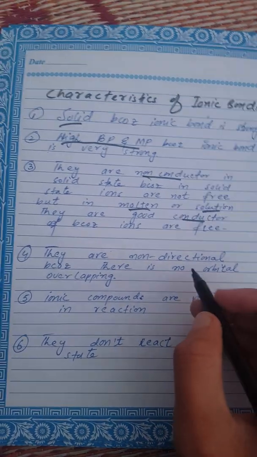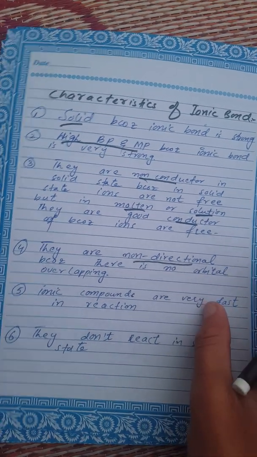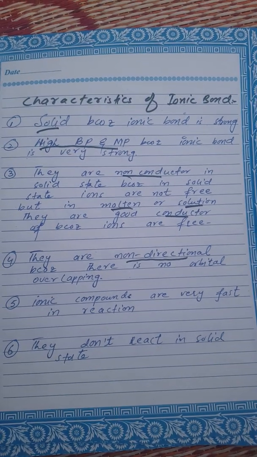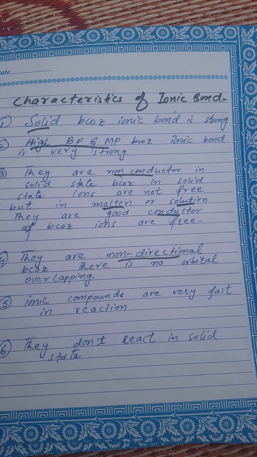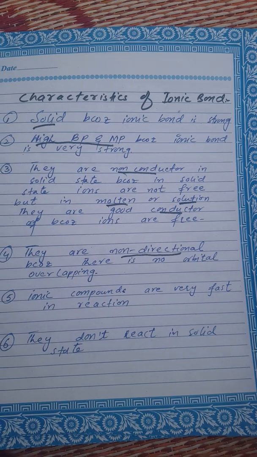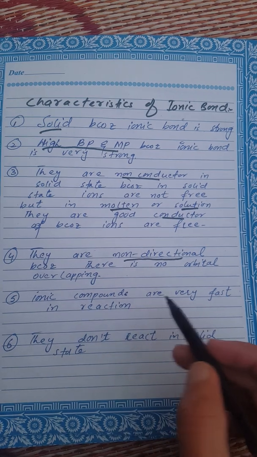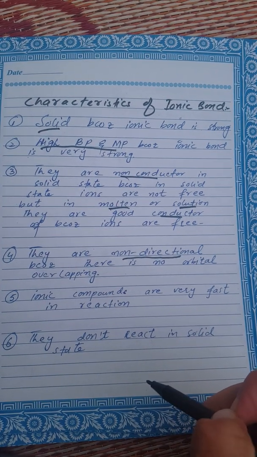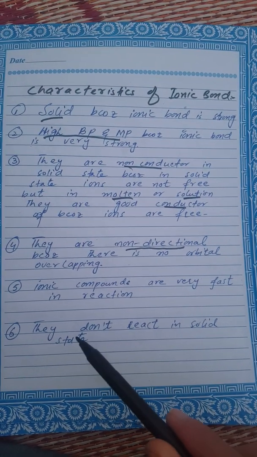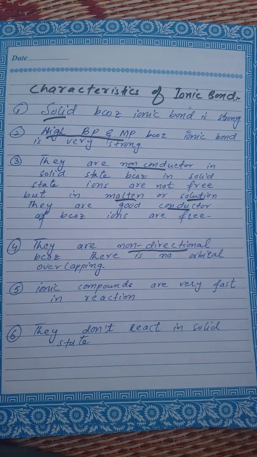Now the other characteristic is they are non-directional. Ionic compounds are non-directional because of no orbital overlapping. We know that covalent bond is formed by the overlapping of the orbitals, but here there is no overlapping of orbitals, so ionic bonds are non-directional. And ionic compounds are very fast in reaction. Their reactions are very fast as compared to covalent compounds. And the sixth one is they do not react in solid state.